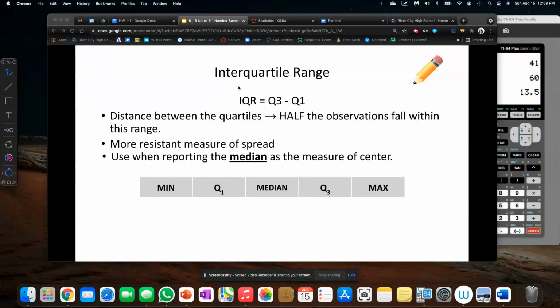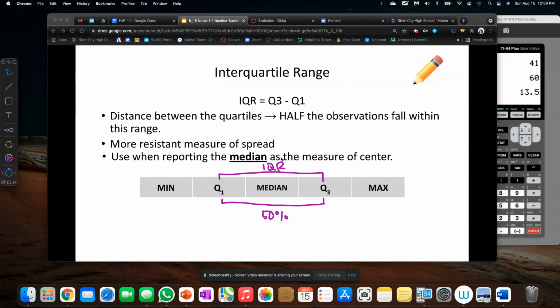So another measure of spread is the interquartile range. To calculate the interquartile range, we do Q3 minus Q1. It's kind of like the range, but instead of subtracting the max and the min, we're only looking at the middle 50% of the data. Half the observations fall here. So this is the IQR, and 50% of the data is inside of the IQR.